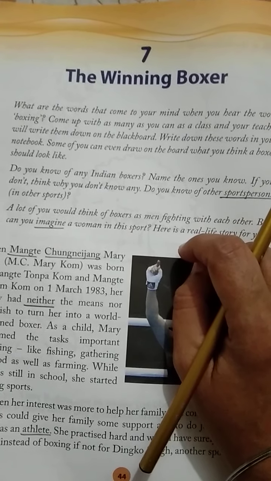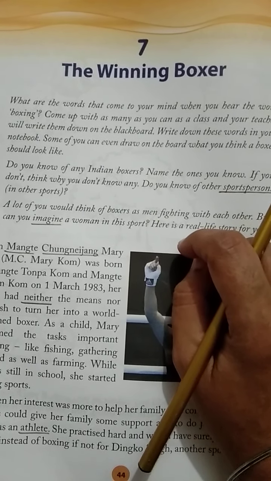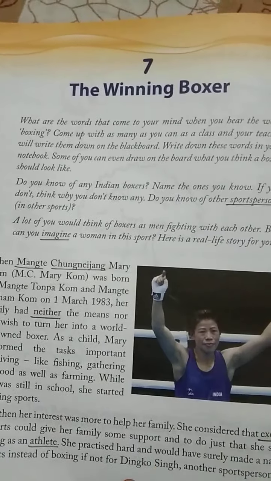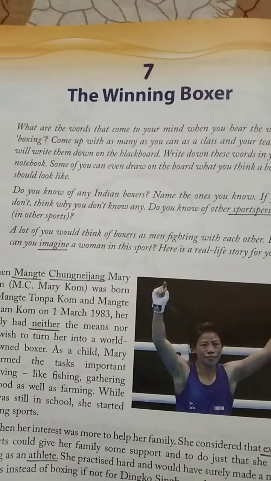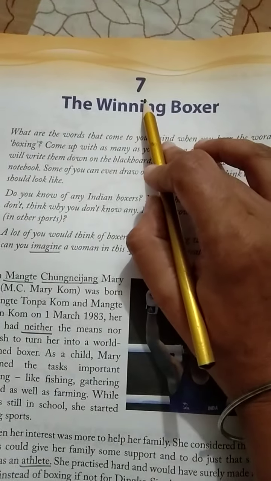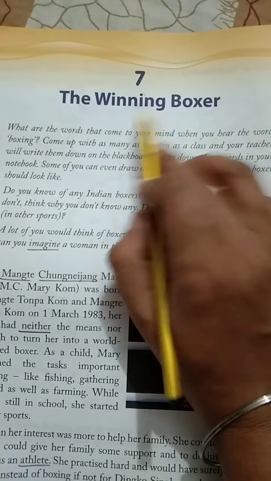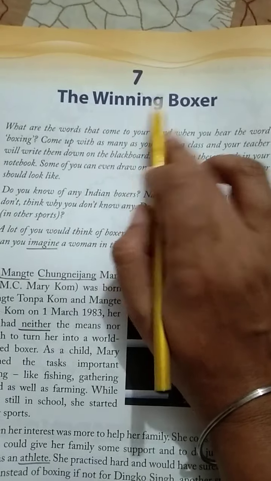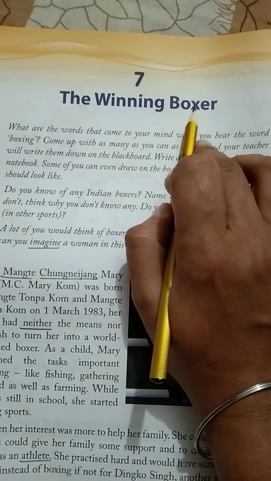Okay, so now we are going to start with the further syllabus of T3. As you know, T2 is over. Now we are going to move on with T3. So the next chapter according to the syllabus of T3 is chapter number 7, as you can see, and the name is The Winning Boxer. It's a very interesting chapter. By this name you would have got a word in your mind, the winning boxer.